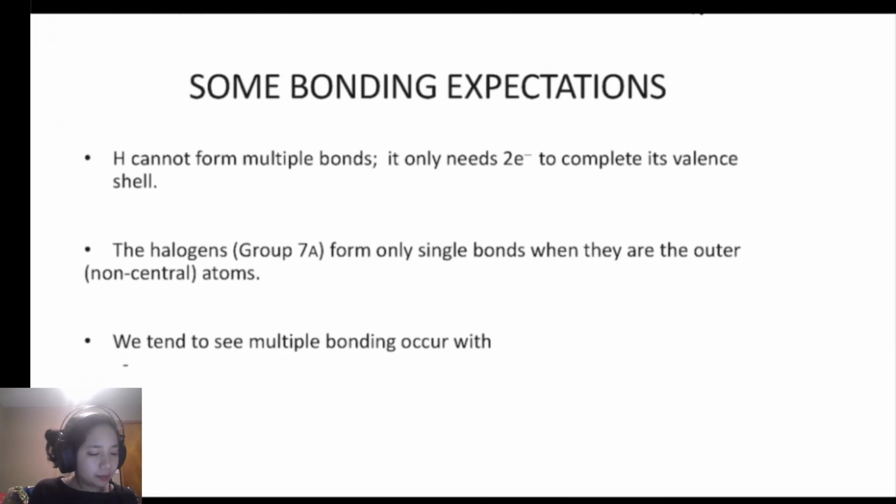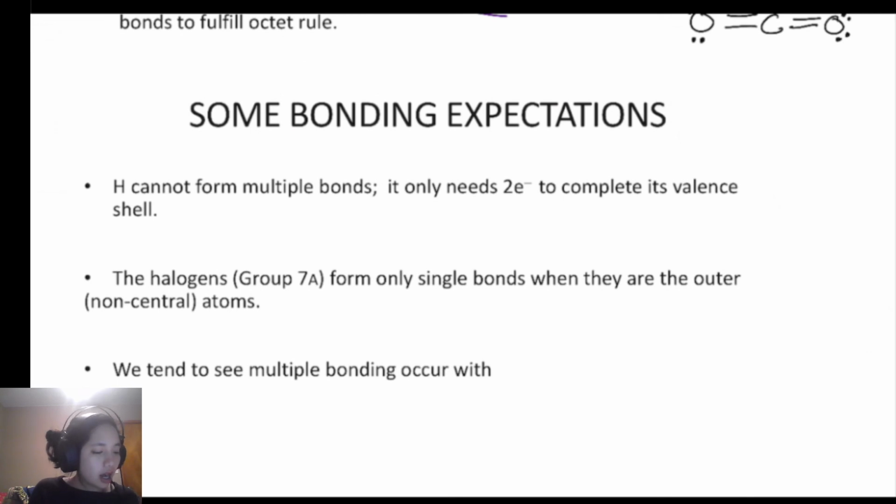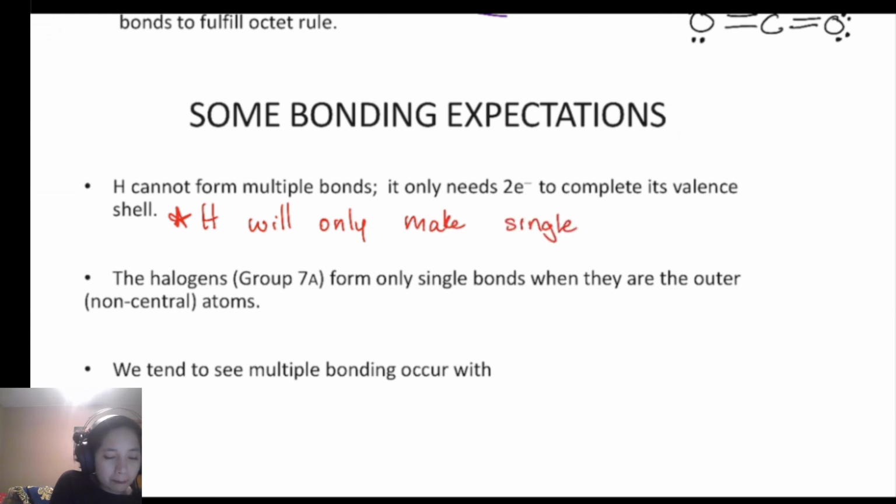Right? And so some bonding exceptions. Hydrogen cannot make multiple bonds. It only ever needs 2 electrons to complete its valence shell. So you can also think that hydrogen will only make single bonds, which is kind of nice to know. So you never have to worry about multiple bonds when it comes to hydrogen. All right, and then the halogen group, or group 7A, will also only form single bonds when they're the outer non-central atom. So that's kind of nice, it's simpler. You don't have to worry about multiple bonds.